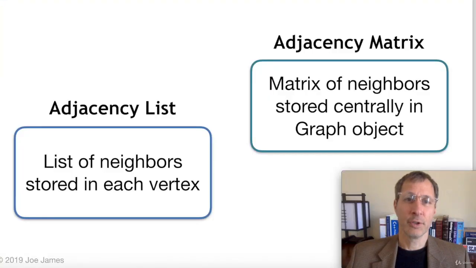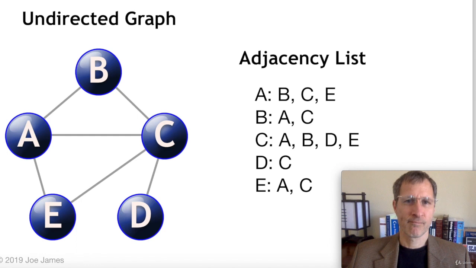So transportation and networking are just a couple of the very many different possible applications for graphs in modeling real-world problems. So in this section, we're going to cover the 2 most common ways to implement graphs, which is using an adjacency list and an adjacency matrix. An adjacency list stores a list of neighbors for each vertex in the vertex itself. An adjacency matrix stores a 2D array of all the connections between the vertices in the graph object.